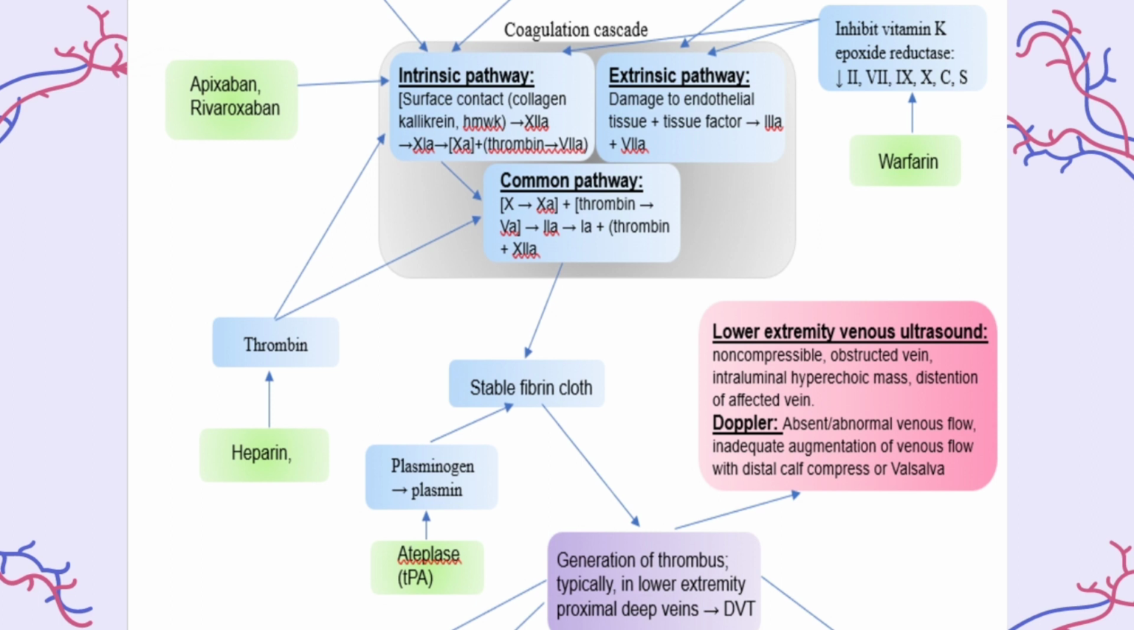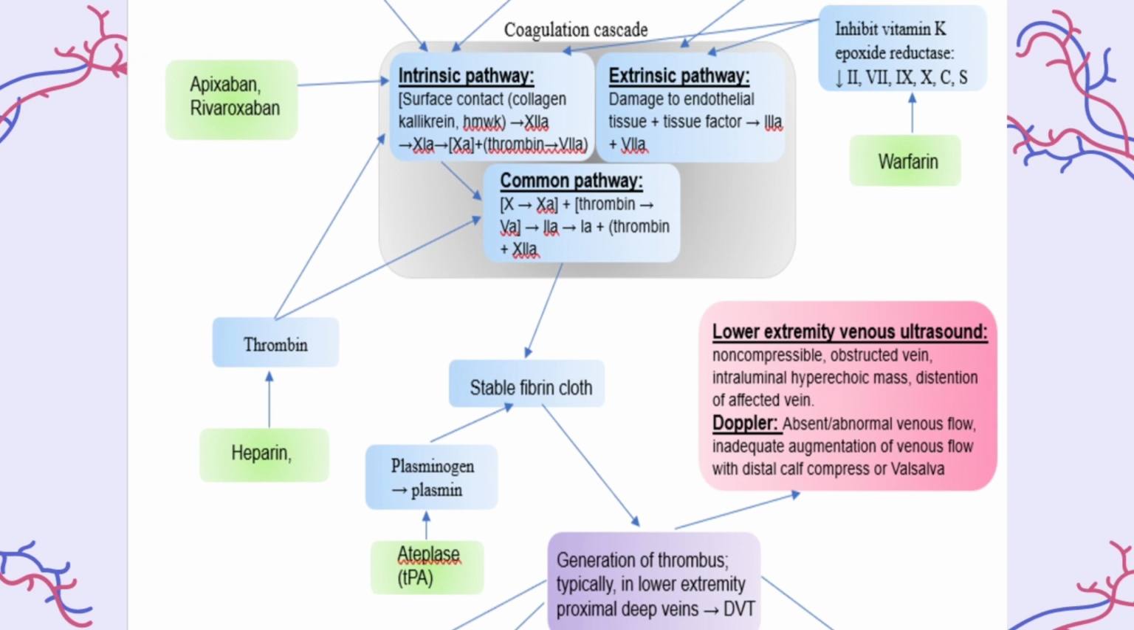So at the end in a common pathway, you will have the stable fibrin clot, which leads to the formation of a thrombus, and it's typically in the lower extremities, proximal deep veins, and it happens at the knee or above, and it will be in a deep vein. So this means that they are not close to the skin, veins that are deeper towards the center of the leg, away from the skin, and where the DVTs tend to form. So now we will talk about how the anticoagulant medicine helps to treat the DVTs.